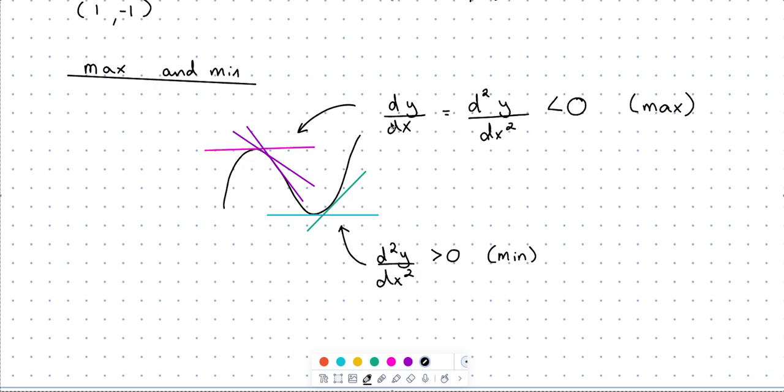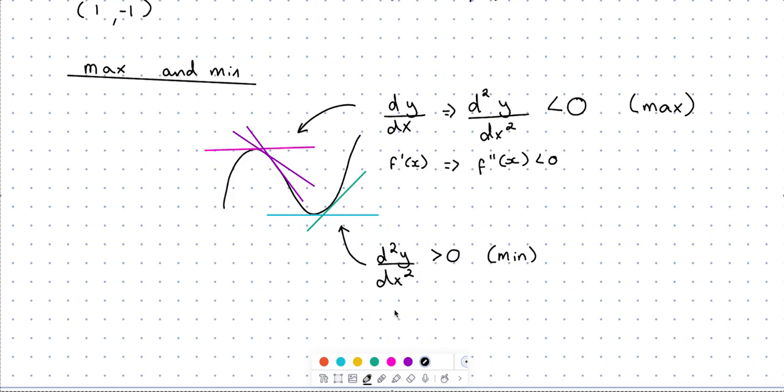Remember, dy dx is f prime of x, and the second derivative is just written as f, let me write the f so you know it's an f, double prime of x. And that, we want to know, when is that less than 0? And when it's less than 0, it means it's starting to tip downwards and we were at the maximum.